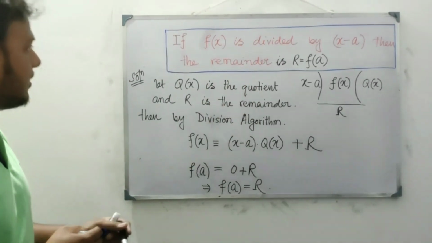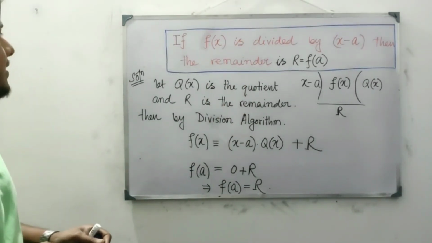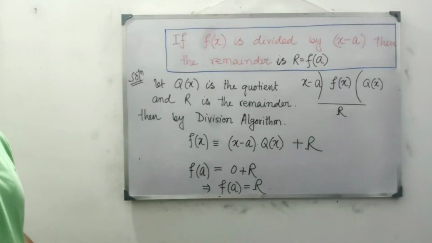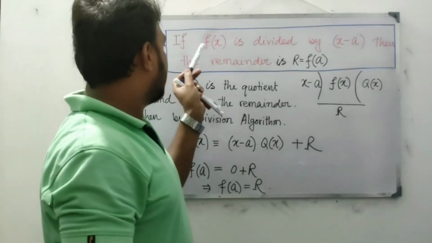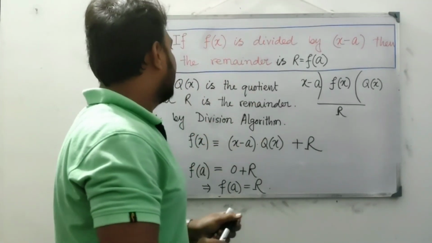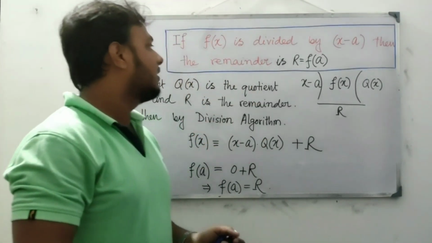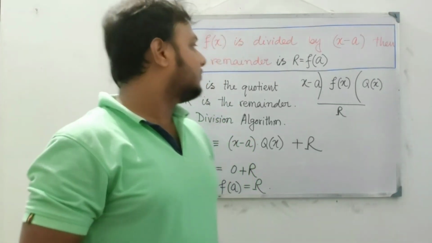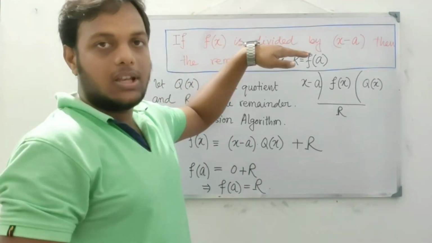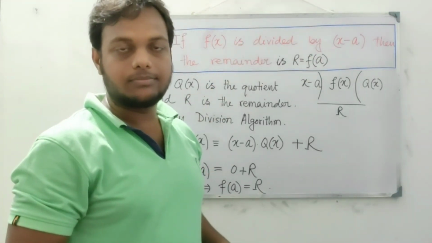This line you have to memorize: if f(x) is divided by x minus a, then the remainder is r equals f of a. So this is our conclusion. Now, how to solve a problem.